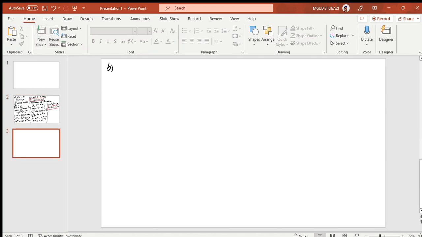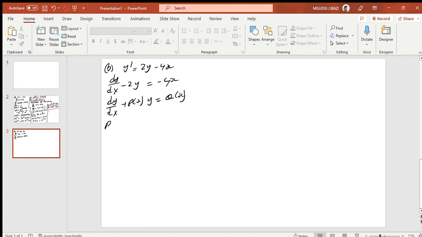Now the second one, part B, we have y prime equal to 2y minus 4x, so we can say dy over dx minus 2y is equal to negative 4x. Here we can view it in the form dy over dx plus p of x multiplied by y equal to q of x. So you can see this is a linear differential equation with p of x equal to -2 and q of x equal to -4x. So we can find the integrating factor I of x, which is e raised to the integral of p of x dx.